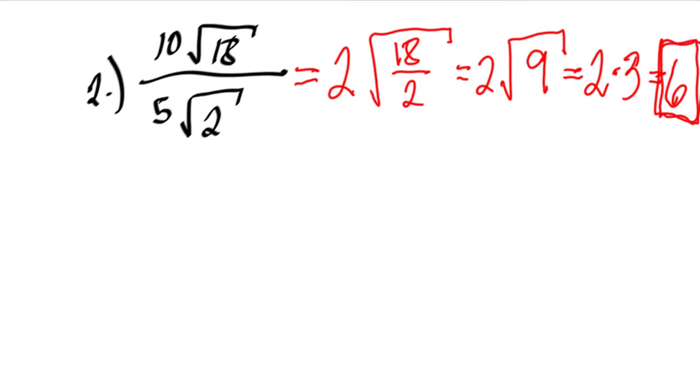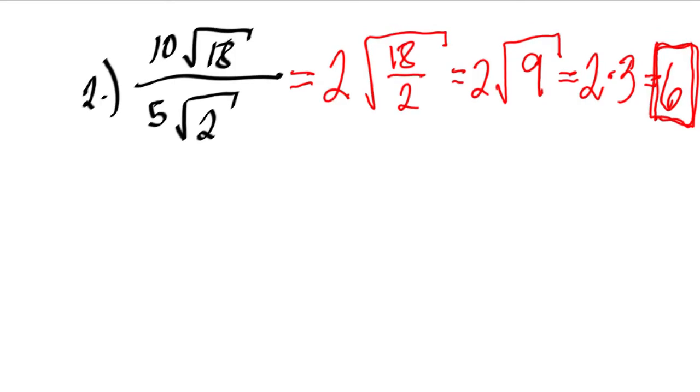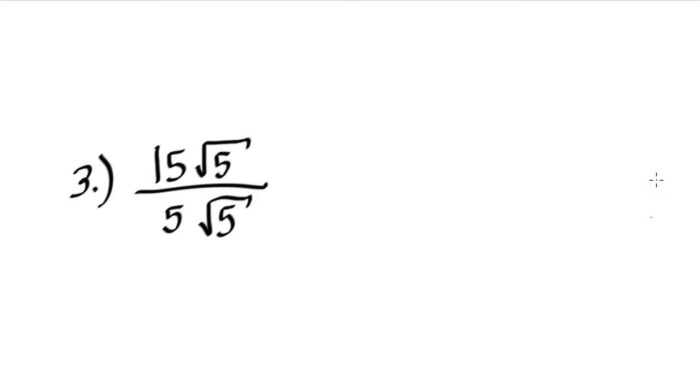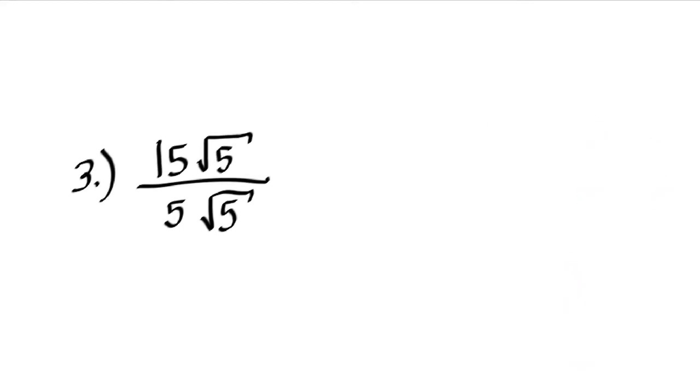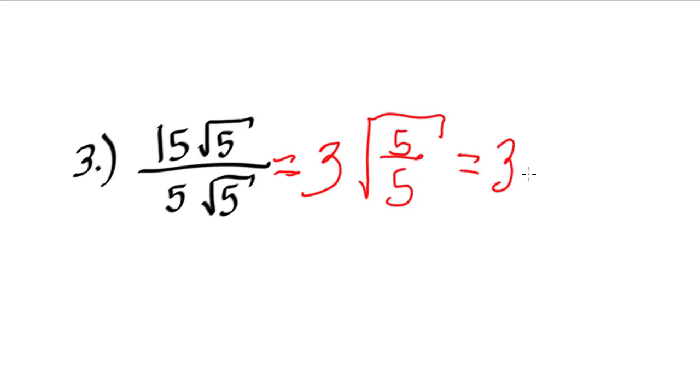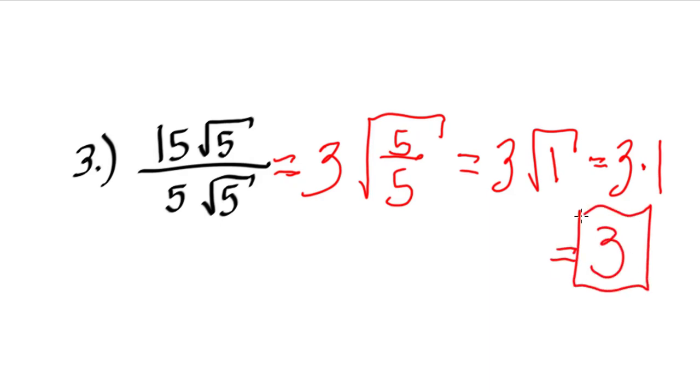Okay, I hope you understood that part. Next, we're going to continue with our number 3. Number 3 looks like this: 15 square root of 5 divided by 5 square root of 5. So let's do the division. 15 divided by 5 is 3. What we have is square root of 5 over square root of 5. My goodness, this is going to give us 3 times square root of 1. Square root of 1 is 1, so we have 3 times 1, which is equal to 3. And 3 is our answer for number 3. So our answer for number 3 is 3.